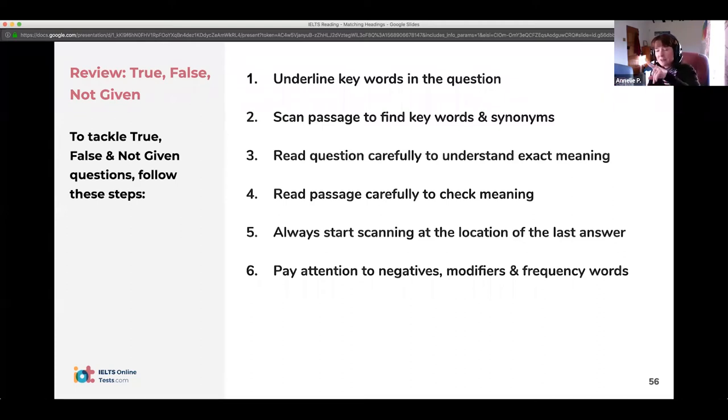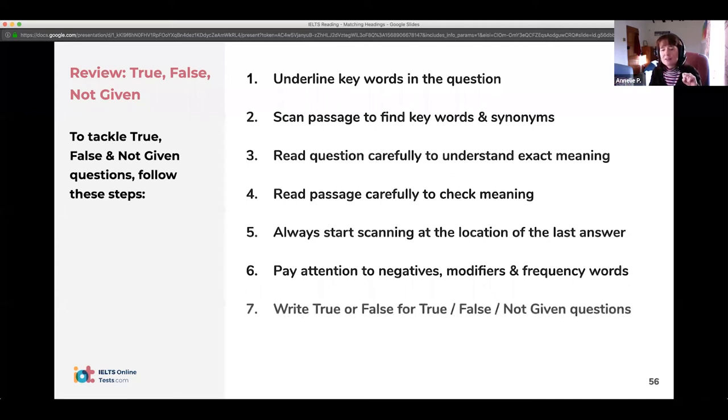And this number six is very important because there are words in the true, false, not given that normally you would consider to be not important, but actually they're very important. So things like all or most or the majority or some or few, always, never, sometimes, those kind of words are often the key to the answer. All is not the same as most. The majority is not the same as some. So those are the kind of expressions that are going to give you the right answer. And then just make sure you use the right abbreviation for the exact one.